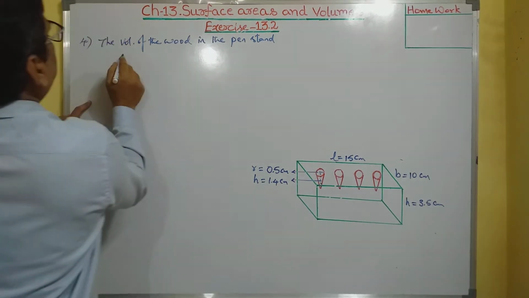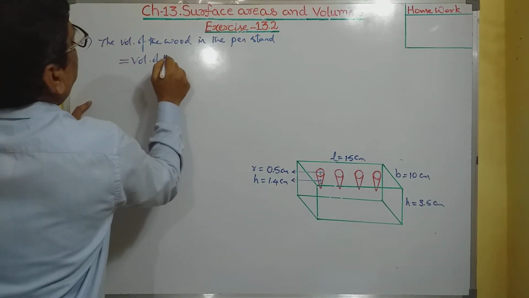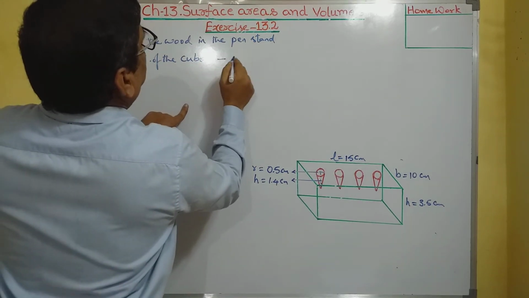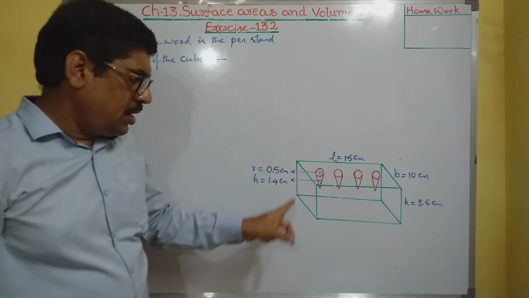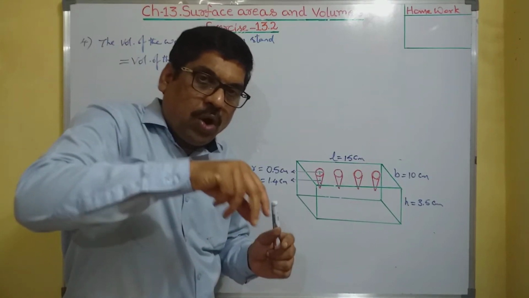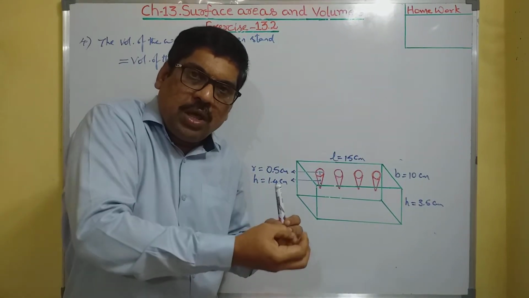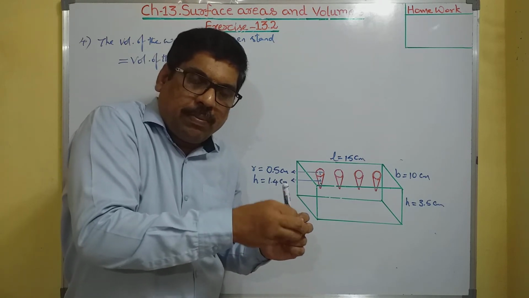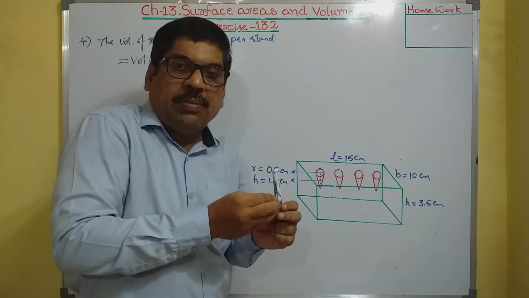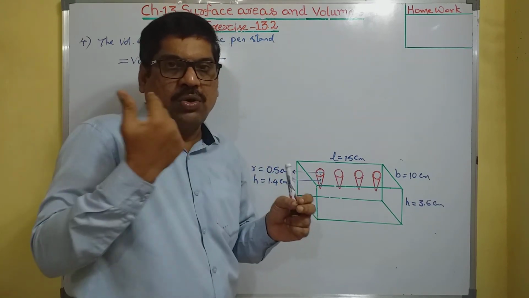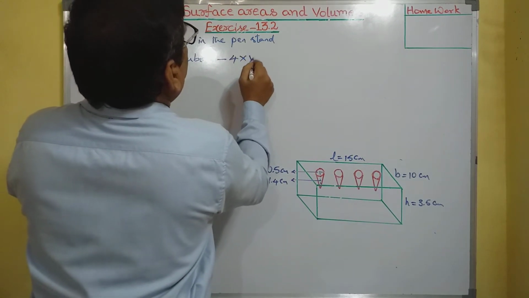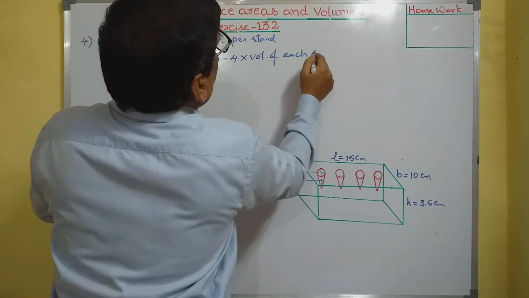So let us write equal to here. Volume of the cuboid minus, why do we have to subtract? Because to form the conical depression, we have removed some volume of the wood. To make a hole, the wooden portion has to be removed from the wood. When we make a hole, some wood will be wasted. It will come out. So that volume has to be subtracted. Here there are 4 cones. So 4 into volume of each cone.